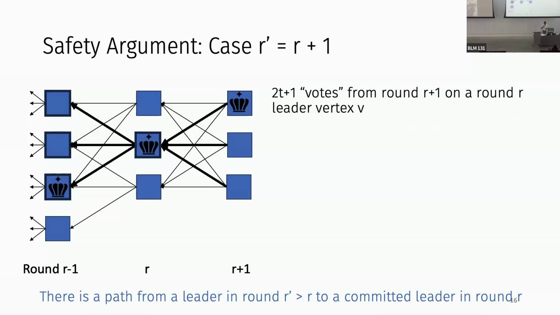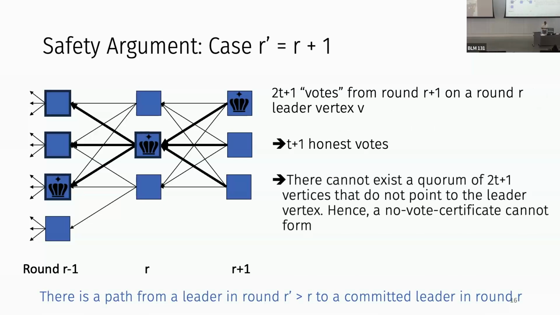Okay, so when R prime is the immediate next round, observe that there are 2t plus 1 votes from round R plus 1 on the round R leader vertex. And out of these 2t plus 1 votes, t plus 1 of them are coming from honest parties. And since if they vote, they will not send a no vote message to the next leader, a no vote certificate cannot exist that is sent to the next leader. And if the next leader has to exist, it has to point to this round R leader vertex, because it only has 2 options, either show a no vote certificate or point to the previous leader vertex. So for this reason, it has to point to the previous leader vertex. So this is part 1.